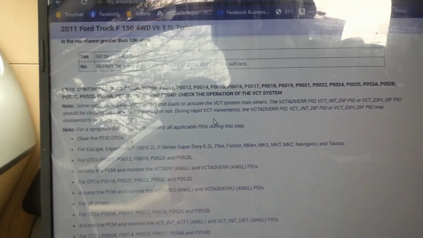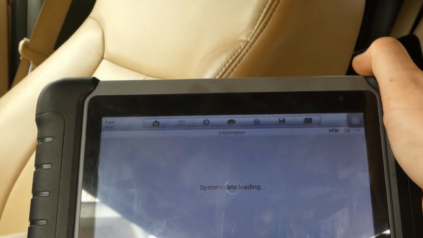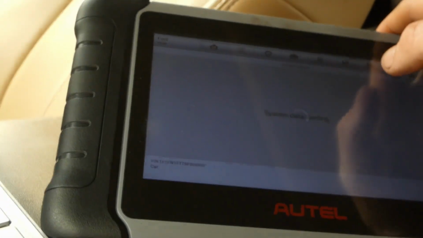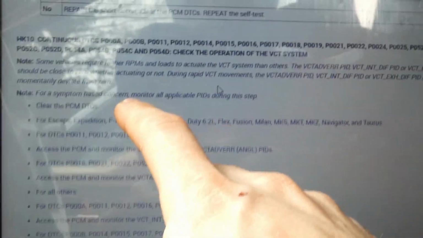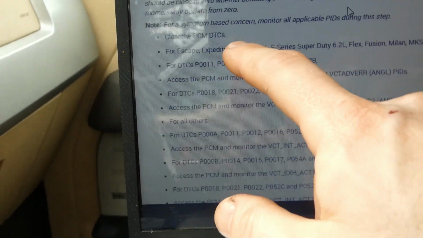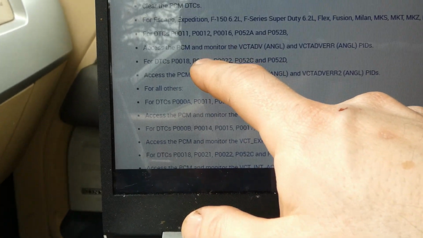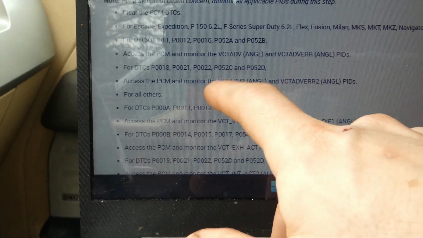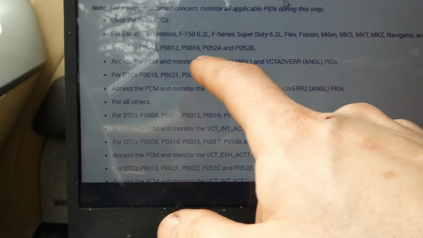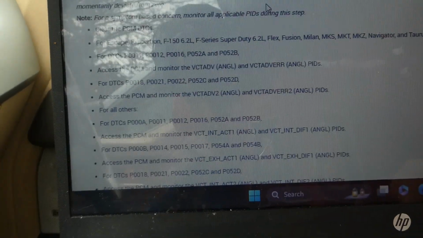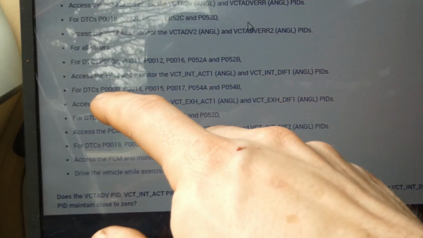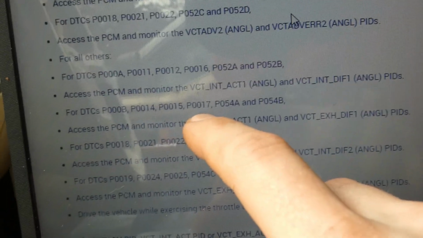Alright, so we go to our flow chart. We got our scan tool loaded. We'll pull up these codes, make sure it's still there. And the first step in our flow chart is clear the DTCs. Alright, so we're going to clear the DTCs. Here we go. DTC is P0017.